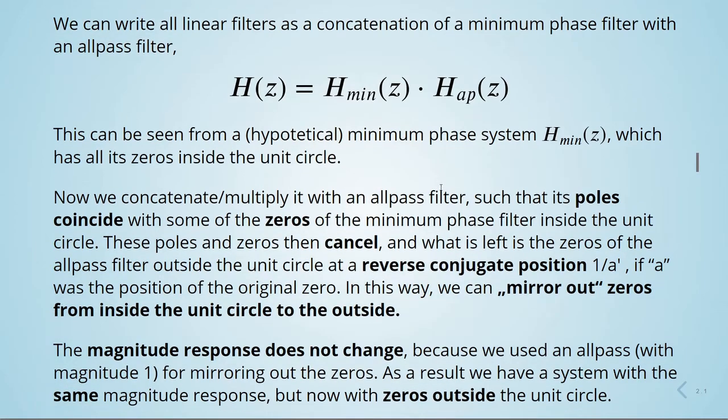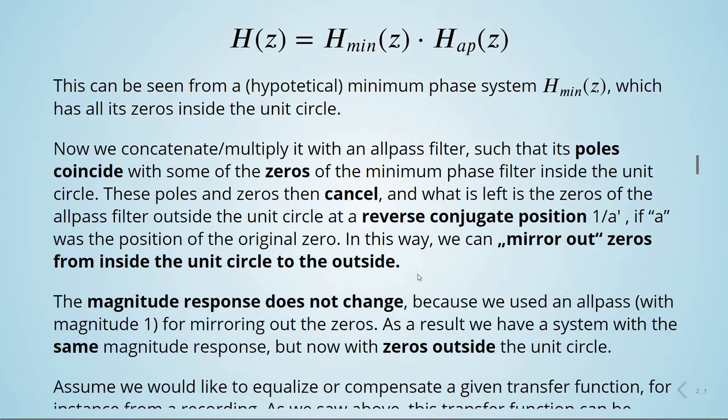So now we can multiply it with an all-pass filter such that its poles coincide with some of the zeros of the minimum phase filter inside the unit circle. These poles and zeros then cancel, and what is left is the zeros of the all-pass filter outside the unit circle at a reverse conjugate position 1 divided by A, if A was the position of the original zero. In this way, we can mirror out zeros from inside the unit circle to the outside.